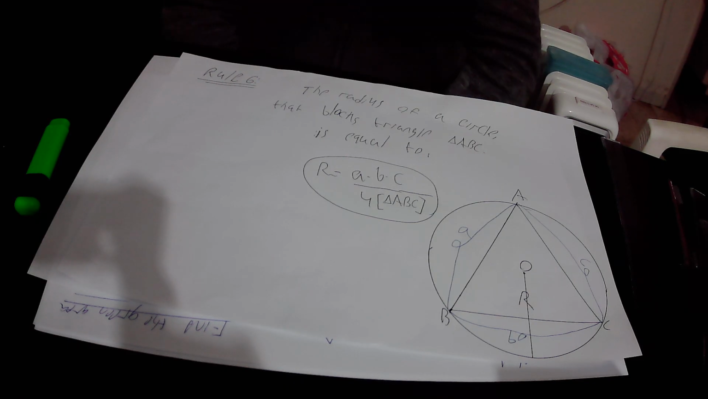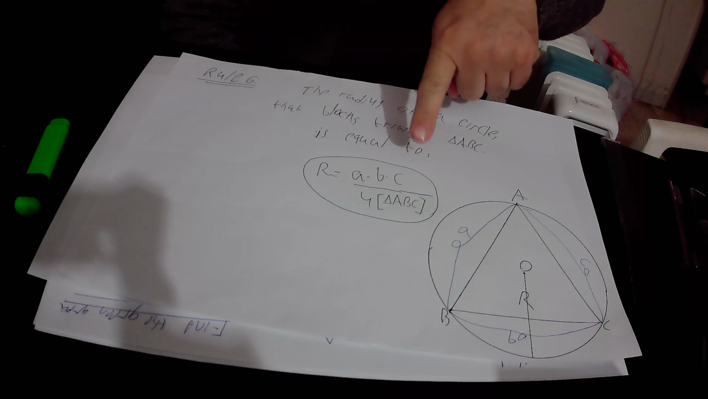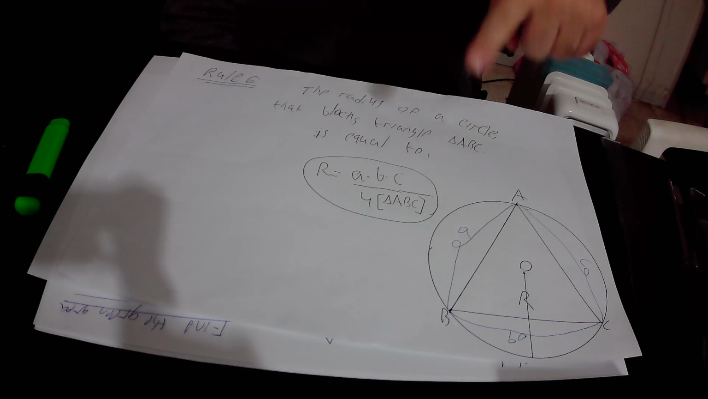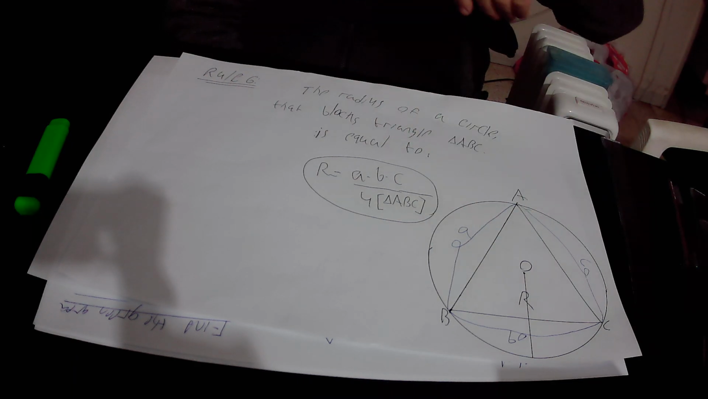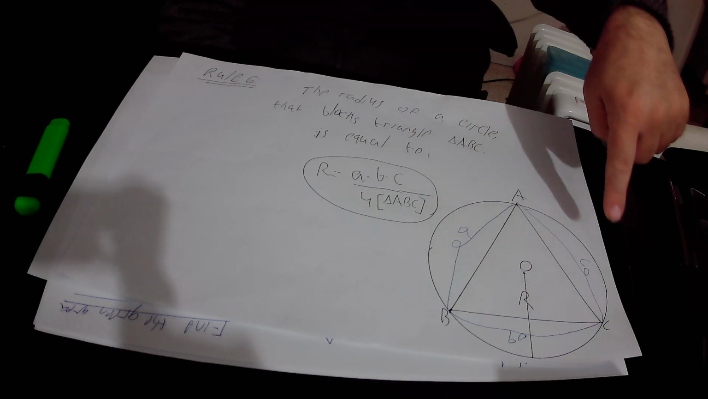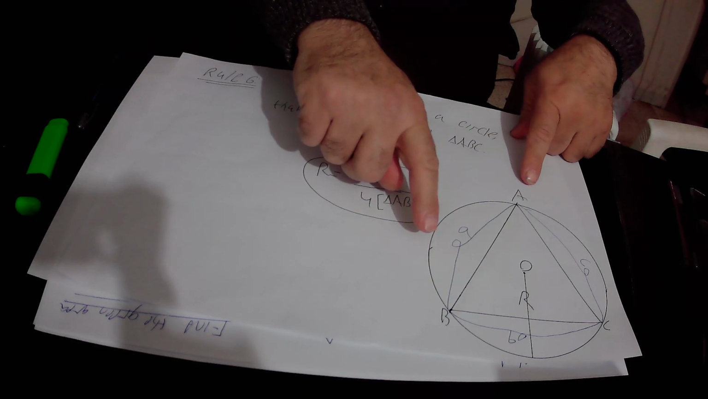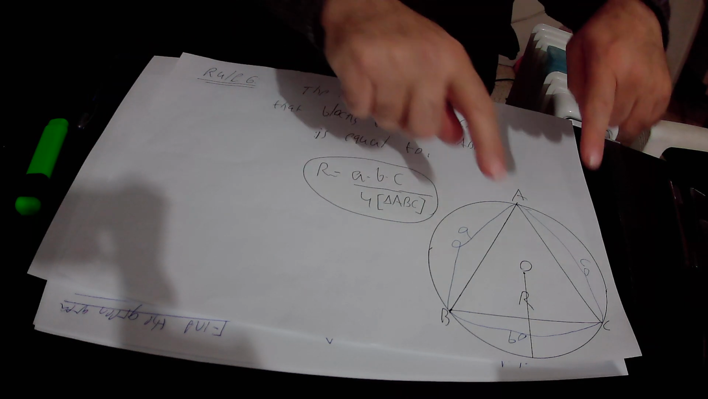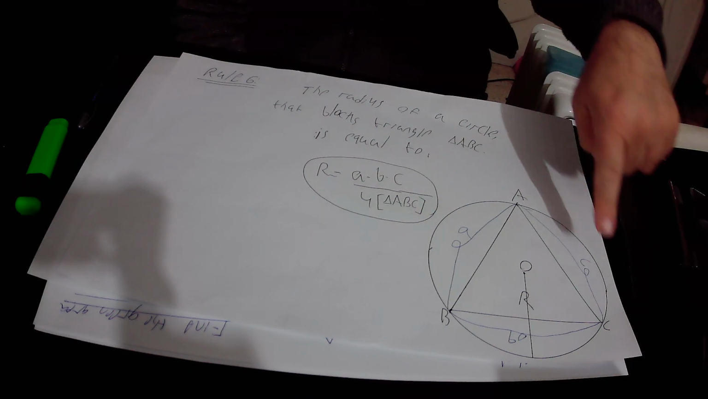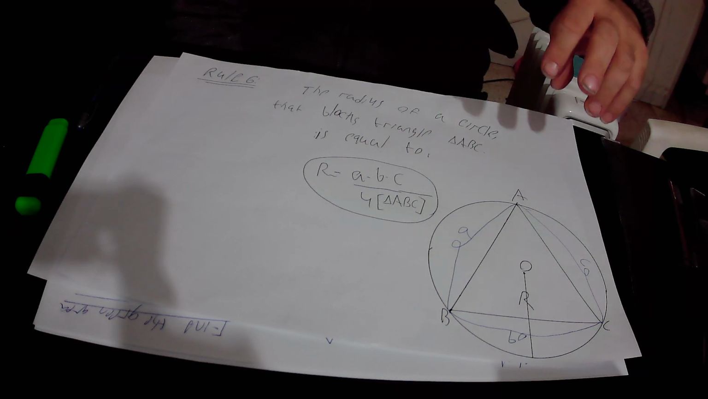According to rule number 6, the radius of a circle that blocks triangle ABC is equal to R equals A times B times C over 4 times the area of triangle ABC that is blocked by the circle. So in the drawing we have a circle, inside this circle we have this triangle ABC that is blocked by the circle. We also know that the length of side AB of triangle ABC equals A units, side BC equals B units, and side AC equals C units. We define the radius of this circle as capital R.